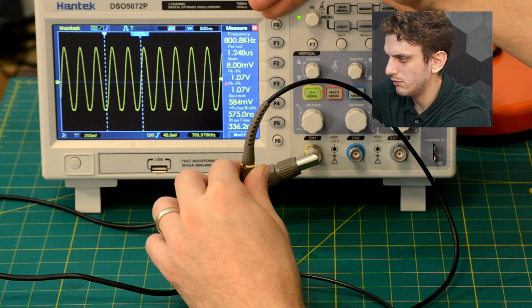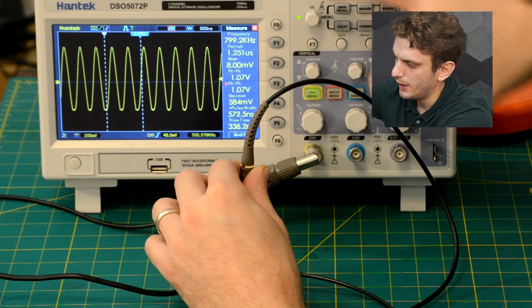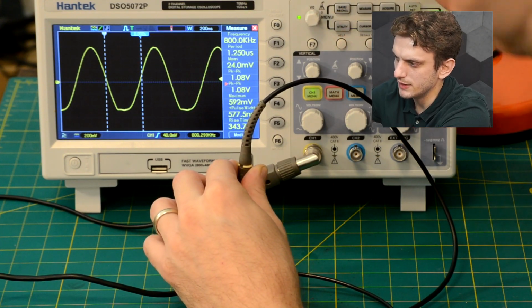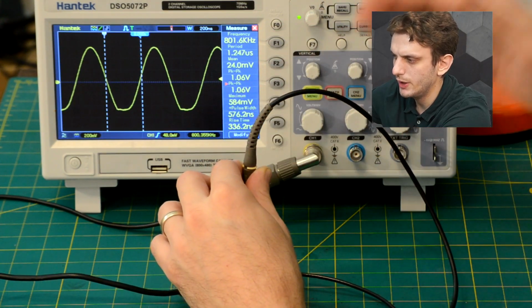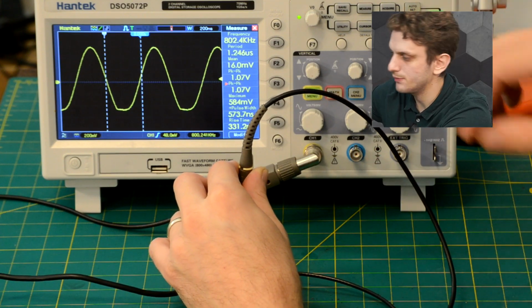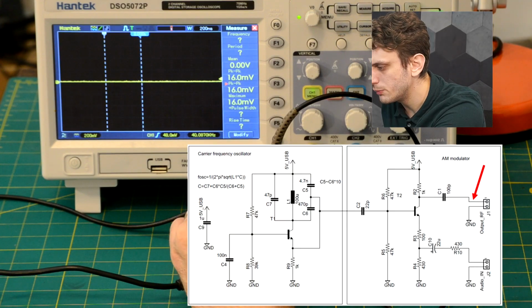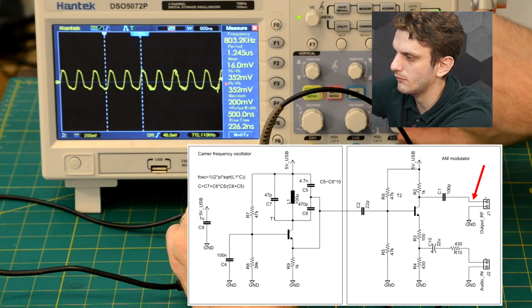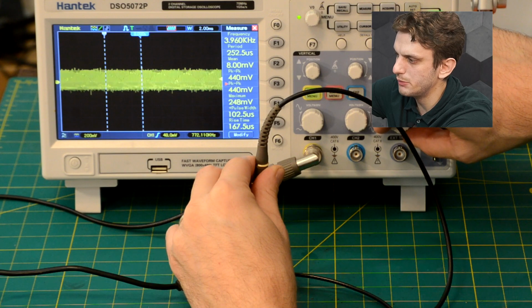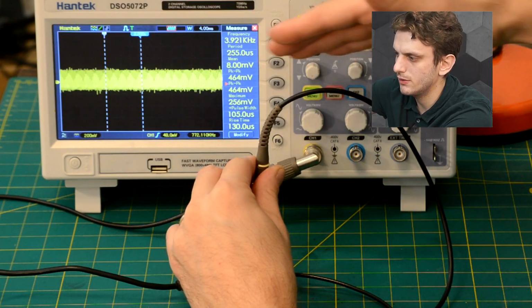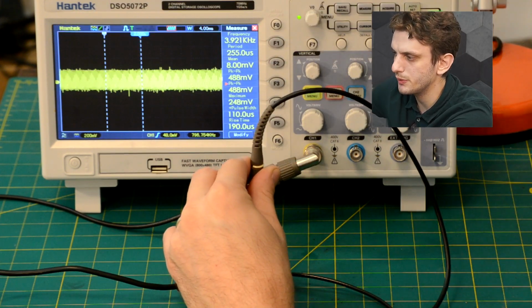So we see almost 800 kilohertz, and while the signal is not a perfect sine wave, it has this flat area here at the bottom, but it's good enough for our needs. Now if we look at the output of the circuit and reduce the time base a bit, we can see a flat signal amplitude.